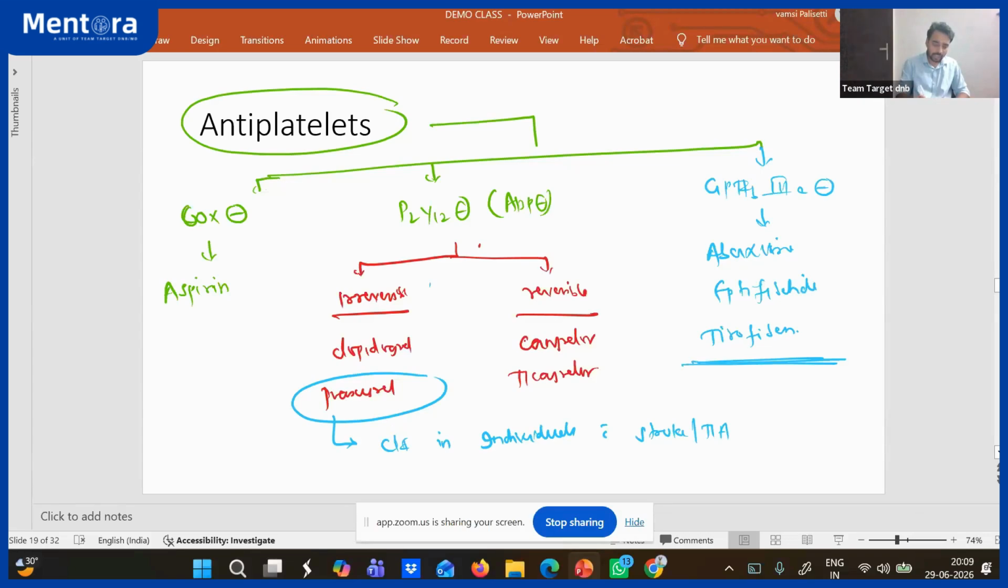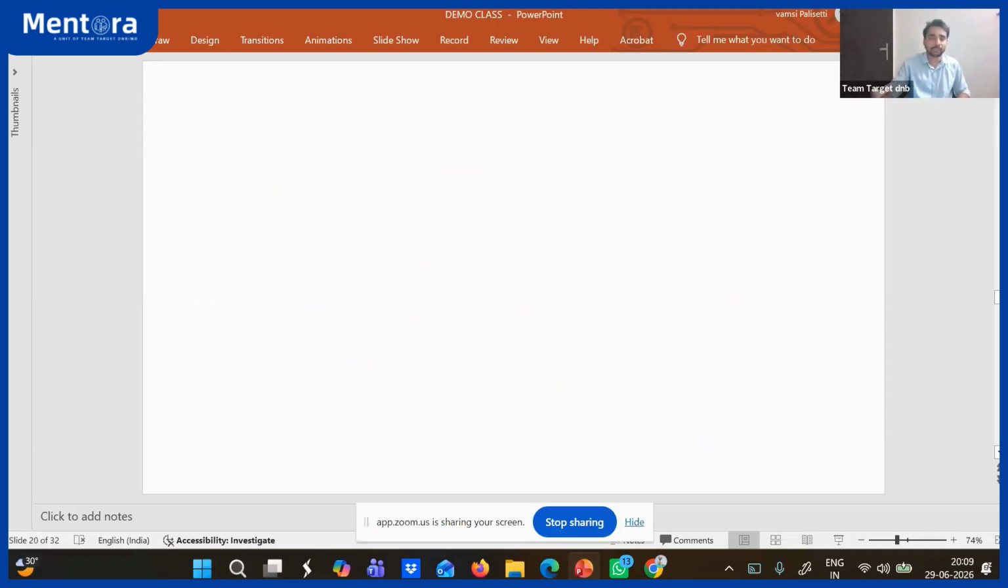So this was the question they asked before also. What are the irreversible P2Y12 inhibitors? Clopidogrel, prasugrel. Apart from that, prasugrel you are never using in a history of any stroke or TIA, definitely you won't use prasugrel. Very important. Right? Clear?